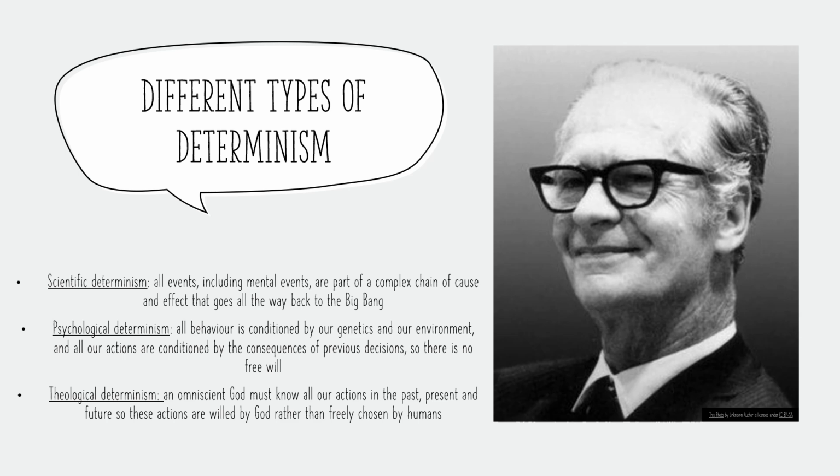Now, there are different types of determinism. So we've got a picture here of a guy called B.F. Skinner. If you do psychology, you've probably heard of Skinner. He had a version of determinism known as psychological determinism, which I'll talk about in a minute.